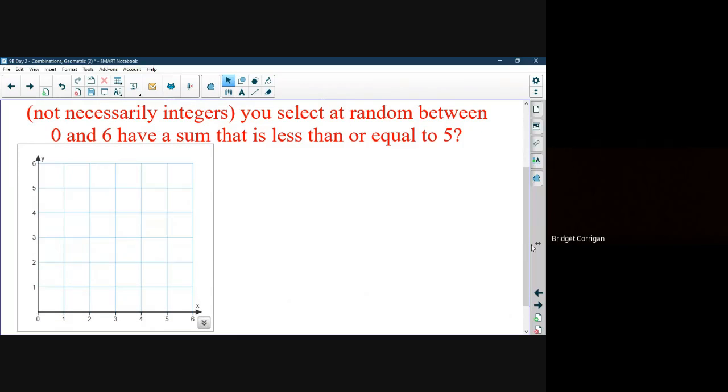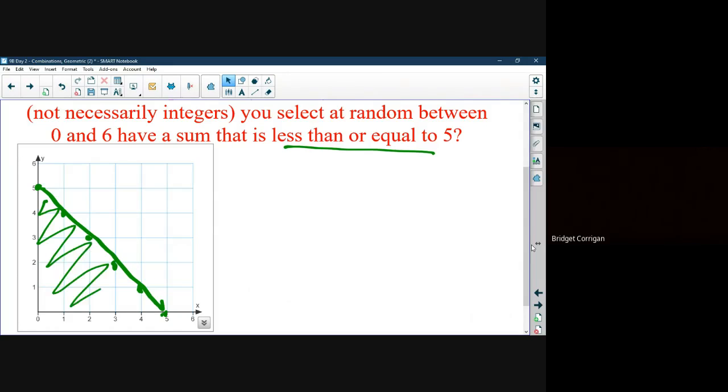Okay, so we did something kind of like this with the dice thing, but it was exact. This time it's not necessarily an integer. So you can pick 0 and 5 that has a sum of 5, 1 and 4, 2 and 3, 3 and 2, 4 and 1, and 5 and 0. All of those integers have a sum of 5. But we want to find a sum that's less than or equal to 5. So from this line, anything below or equal to this line is going to be a possible outcome where you can add those two together and get a sum of 5 or below.